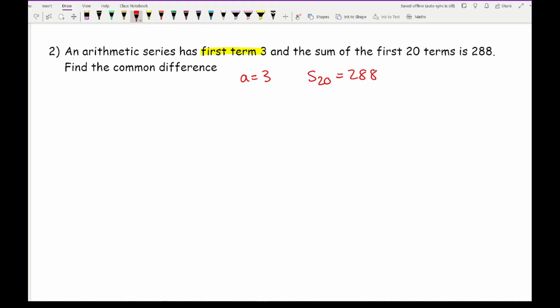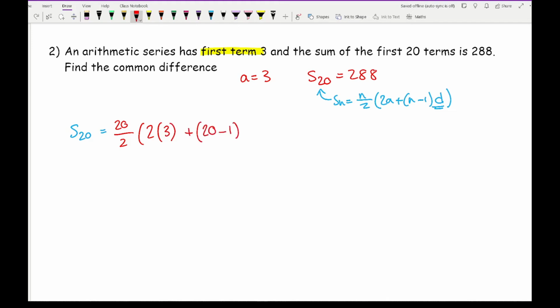Now in terms of which formula do I use, well I don't know what the 20th term is equal to, so what I'm going to have to do is use the fact that this is n over 2 (2a plus (n minus 1)d), and it's d that I'm wanting to find. So here I've got 20 over 2, and then I've got 2 lots of 3 plus (20 take away 1) d, and that all equals 288.